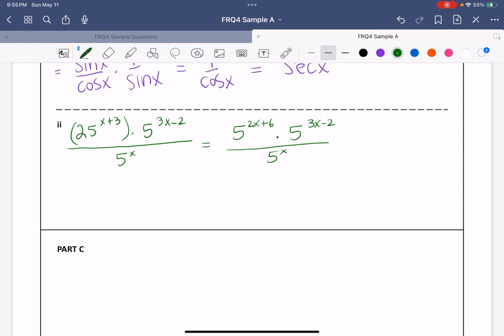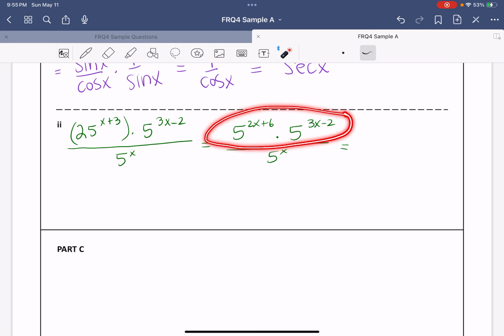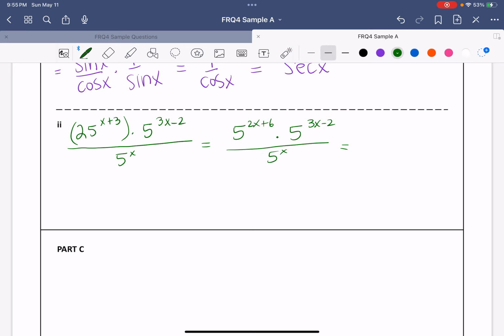Okay, so let's do the numerator next. So now that everything's the same base, when things are being multiplied, you add their exponents. So the numerator is now going to be 5 to the 5x plus 4. So what I did is I combined like terms. 2x plus 3x is 5x. Negative 6 minus 2 is negative 8. And then the bottom, I'm going to leave that the same for right now.